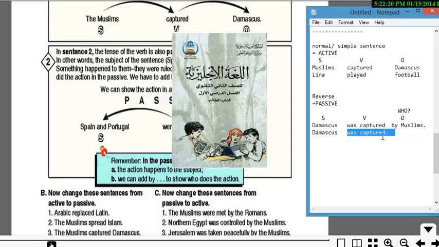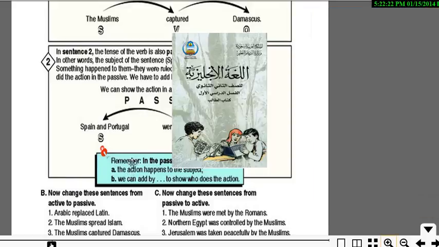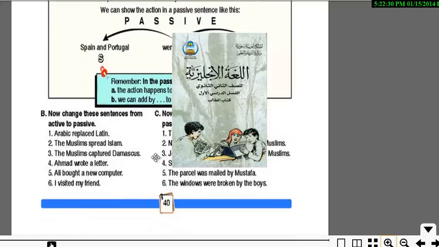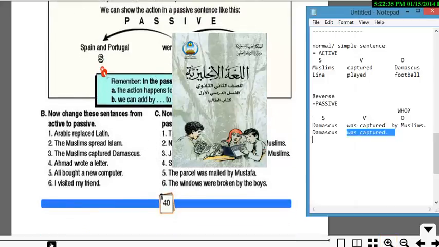What is a passive form? I'm going to teach you how to work on a passive form. Remember, in passive, the action happens to the subject. We can add by to show who does the action. Now change these sentences from active to passive. How do I change them? That's what I'm going to teach you by example.